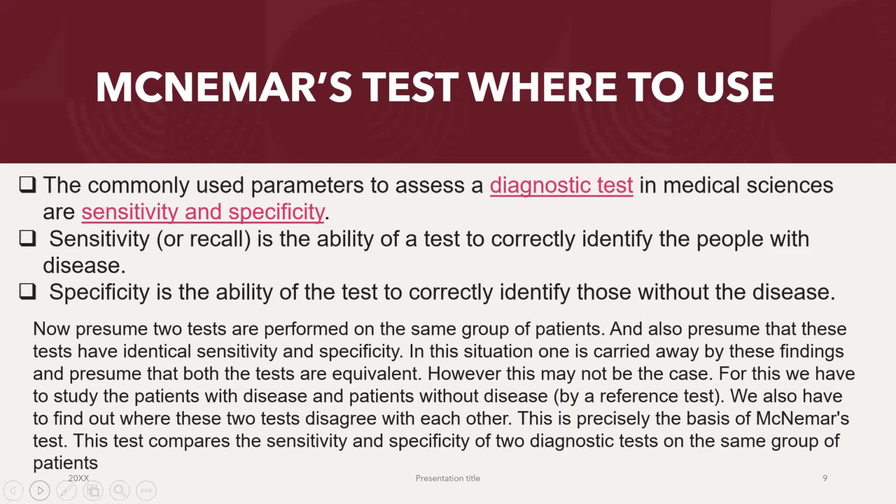And for this, we have to study the patients with the disease and patients without the disease by a reference test. We also have to find out where these two tests disagree with each other, the exact point where the chi-squared value is to be found, and specifically the sensitivity and specificity at that point. So this is precisely the basis of McNemar's test. This test compares the sensitivity and specificity of two diagnostic tests on the same group of patients.